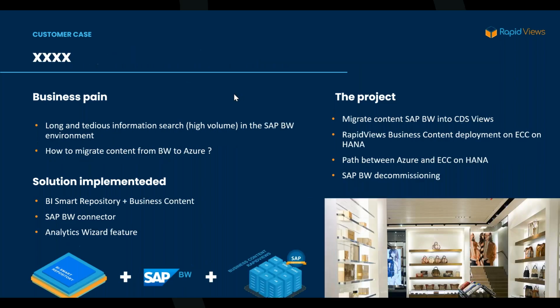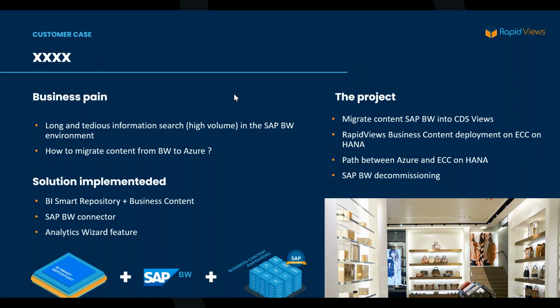We have another customer. We can't say the name, but they have a big BW environment too, and they want to migrate the BW content to Azure. So how do they do it? They have installed BI Smarter Story and all the business content. They have the BW connector and they use the analytics wizard to convert.